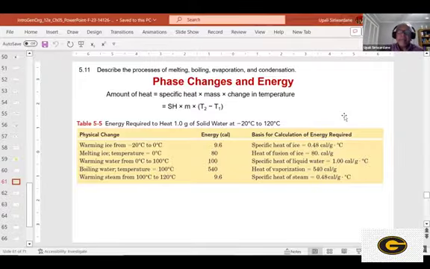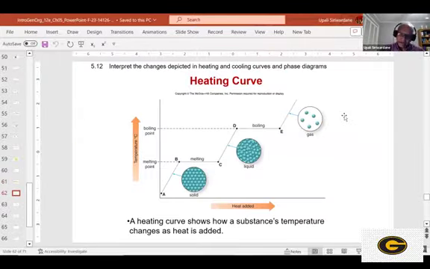Phase changes are shown in heating curve. The parallel lines are phase changes. Melting is a phase change. Boiling is a phase change. The lines with vertical slopes are when you heat a particular phase. The bottom one is solid.